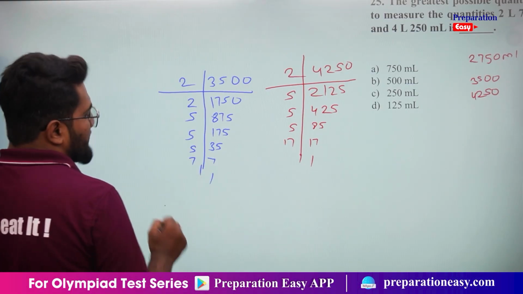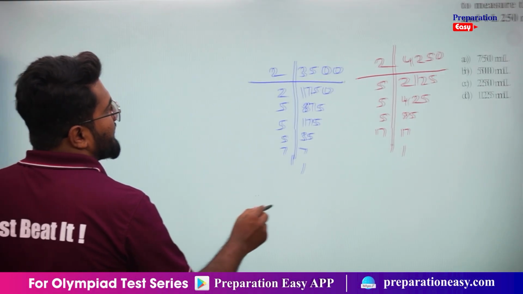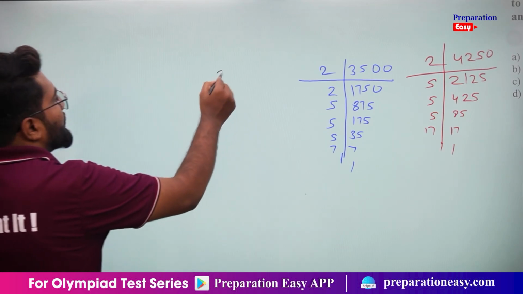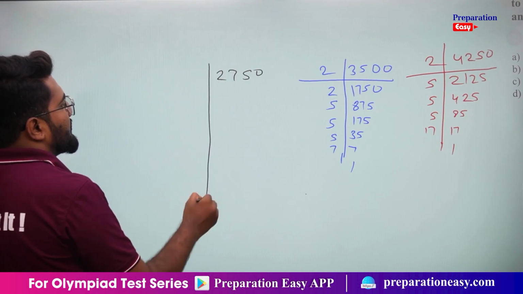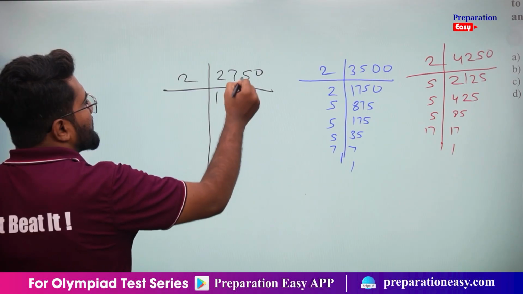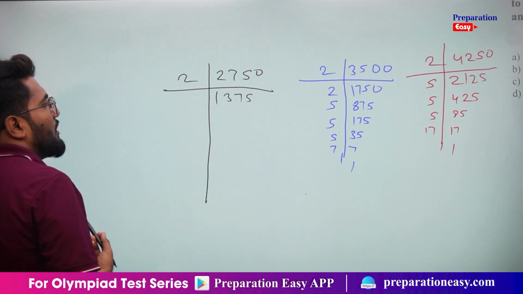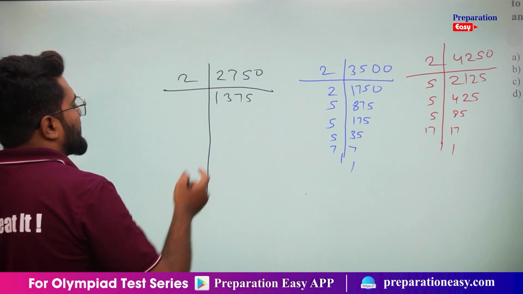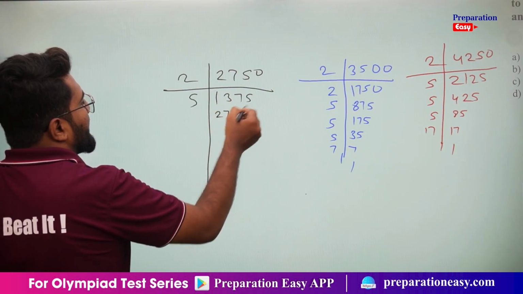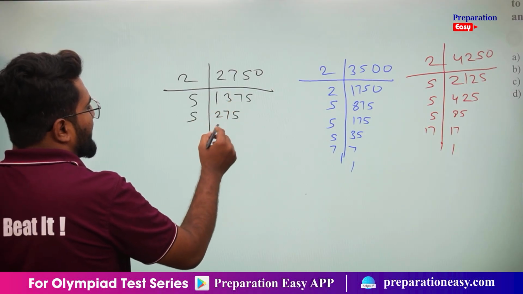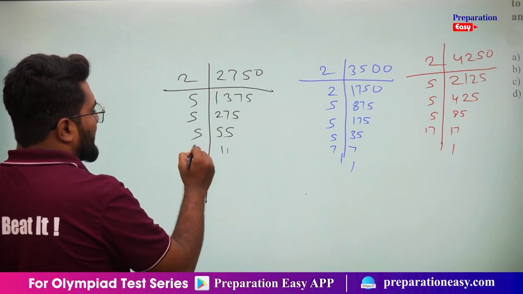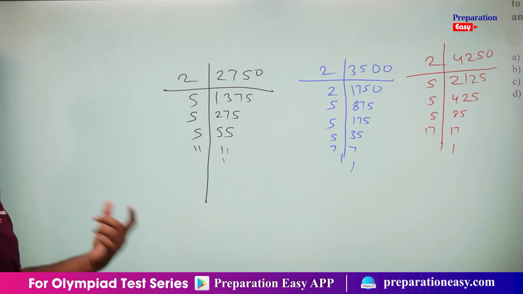The last number, what is the last number? Last number is 2750. Just check it once. 2750, yes, correct. Dividing by 2 gives 1375, by 5 gives 275, by 5 gives 55, by 5 gives 11, then 11 and 1. So we have to find the HCF.